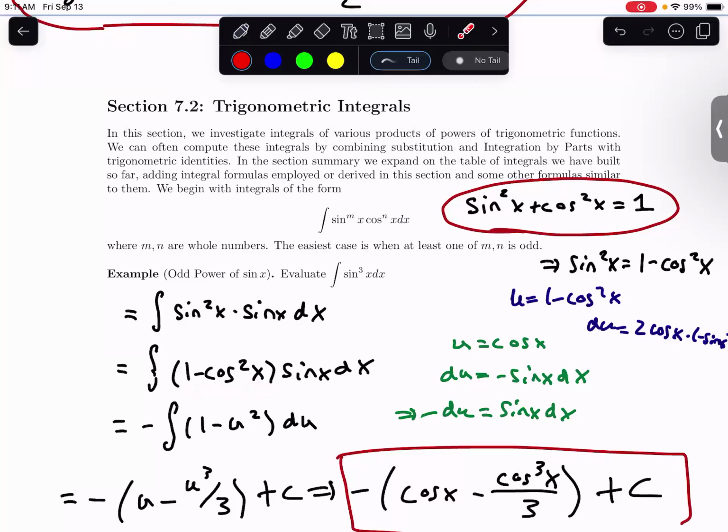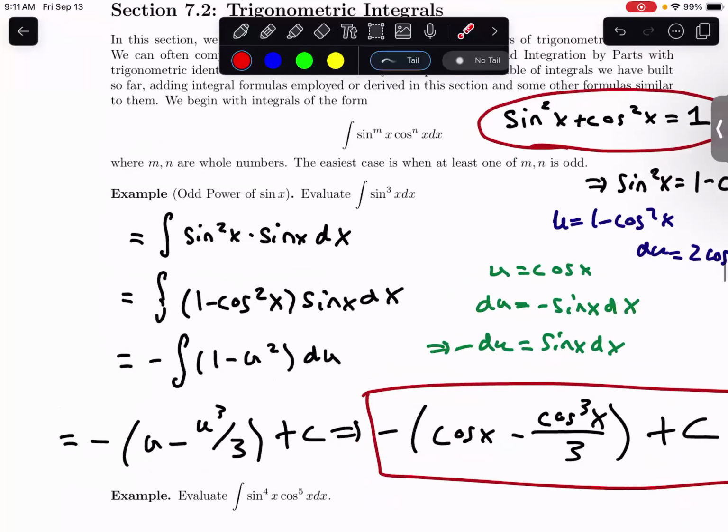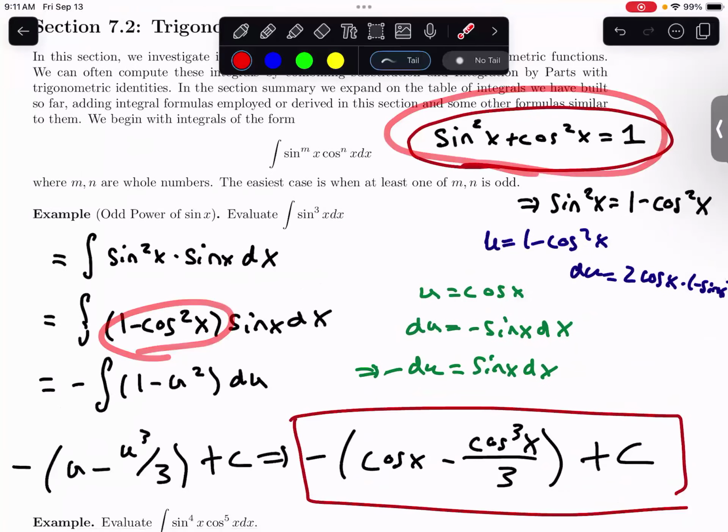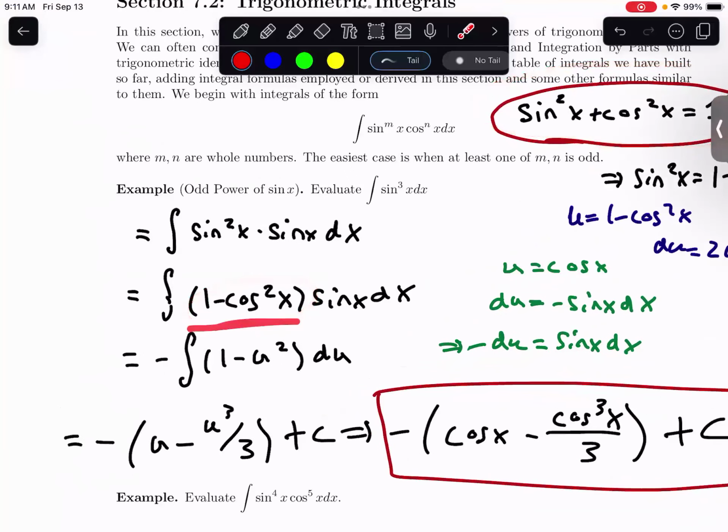Okay, any other questions? Okay, and so this is going to highlight a trend that's going to hold true for the next example. So the idea here was we had an odd power of sine. And so what we did is we fractured off one of the sines to get a sine of x dx, and then we used the Pythagorean identity, i.e. this formula here, to then write everything else in terms of cosine, and then we let u be equal to cosine, so that way you take care of the sine of x dx.